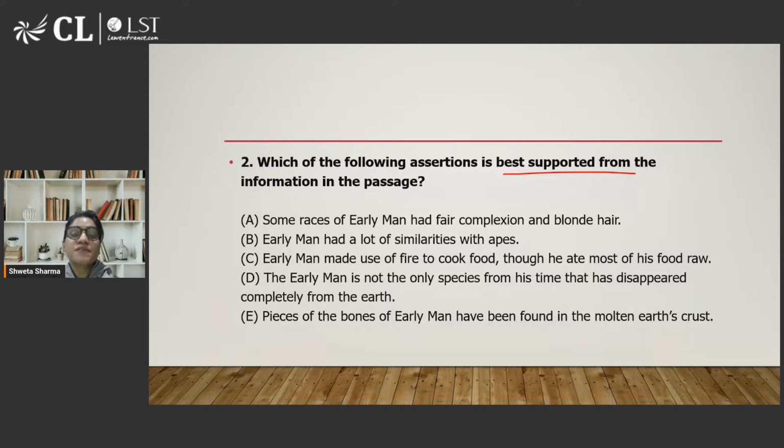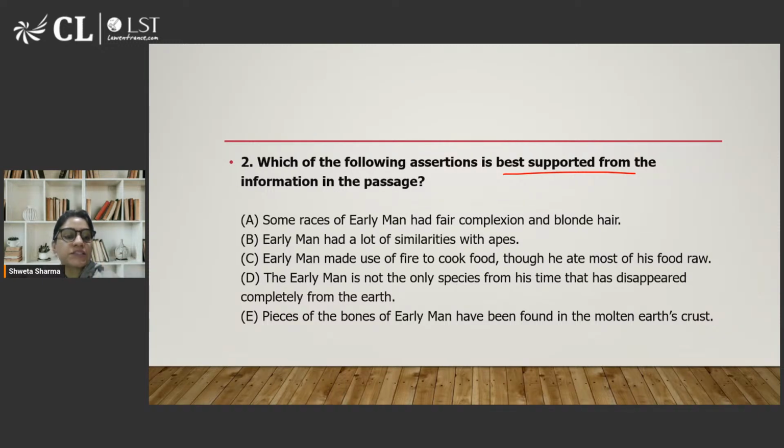It says some races of early man had fair complexion and blonde hair. Early man had a lot of similarities with apes. Early man made use of fire to cook food, though he ate most of his food raw. Early man is not the only species from his time that has disappeared completely from Earth. Pieces of the bones of early man have been found in the molten Earth's crust. So, whatever it is, we are looking for something that frames a concrete, supportive answer, right?